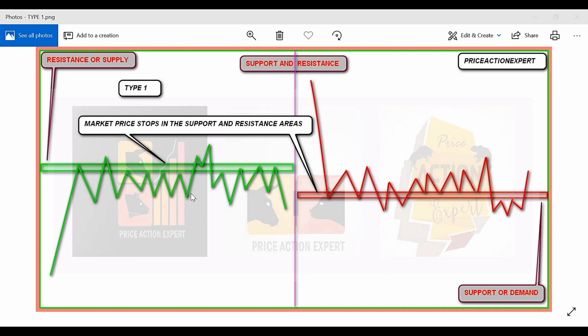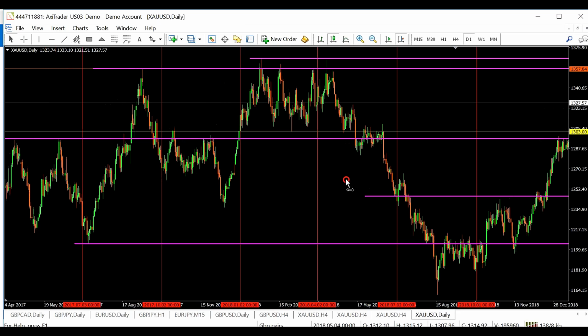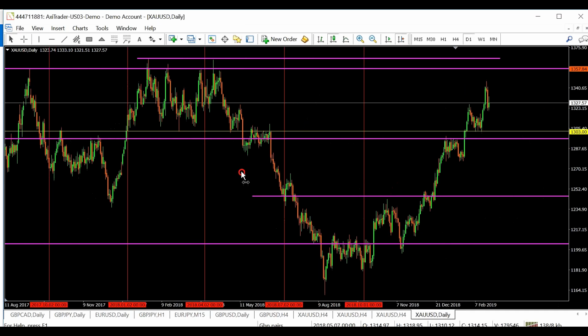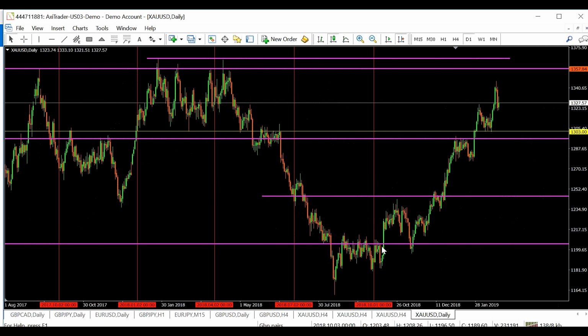I'll show you a few examples in some currency pairs. For this type 1, first let's see about type 1. I have drawn a few lines here. If you want to know how to draw these lines, please watch my previous videos. In that I have clearly explained how to draw these lines. These are all half yearly and quarterly lines, HQ lines actually.